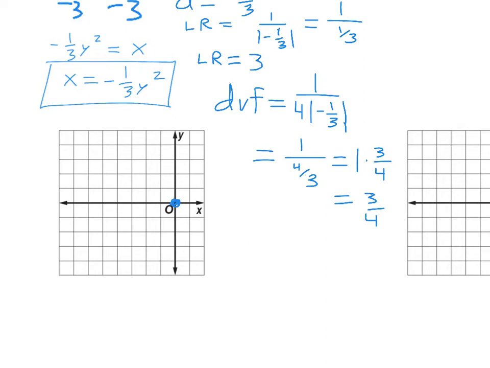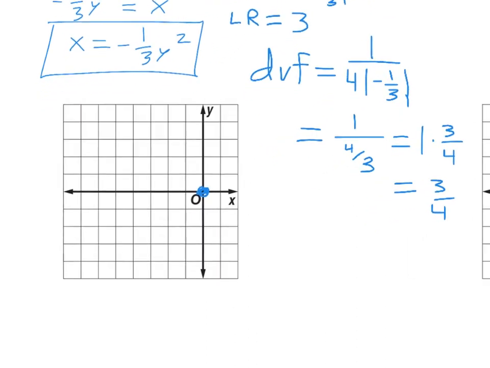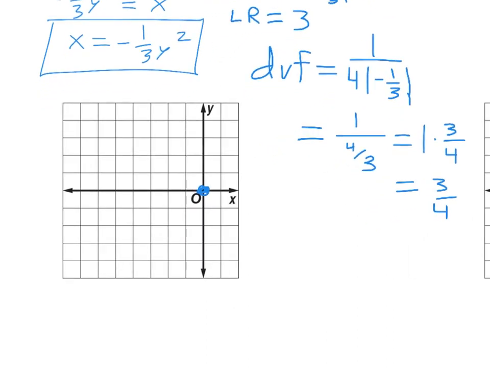All right, I also know this opens to the left because the a value is negative. When the a value is negative, it's either down or to the left, and this is a horizontal parabola, so it's left. All right, so 3/4 units to the left, that is where the focus is. And then we know the latus rectum is 3 units long. So because it's 3 units long, that means it goes 1.5 units up, and it goes 1.5 units down.